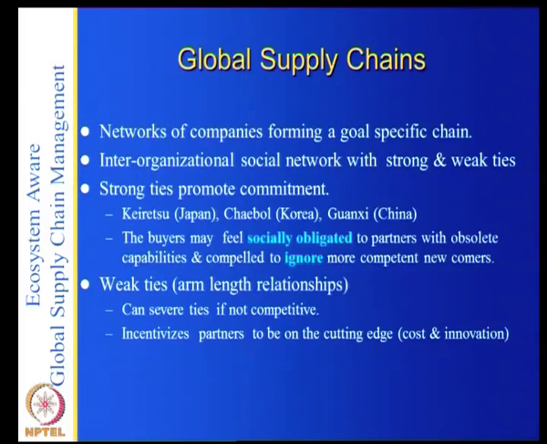So what happens to the partners? It incentivizes the partners to be on the cutting edge of cost and innovation, otherwise they will be fired.